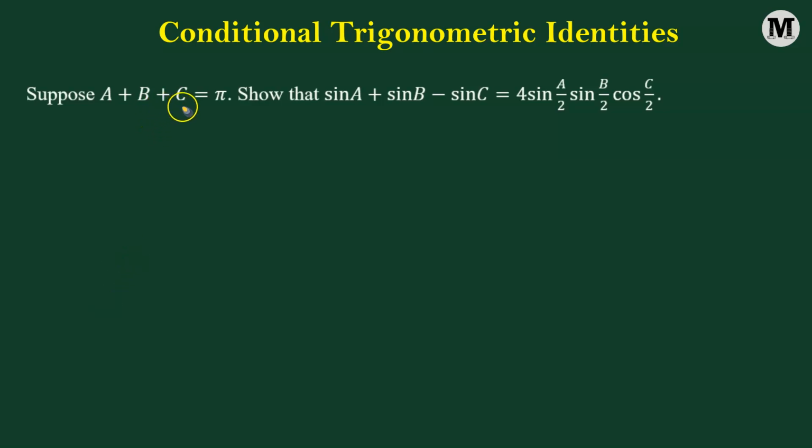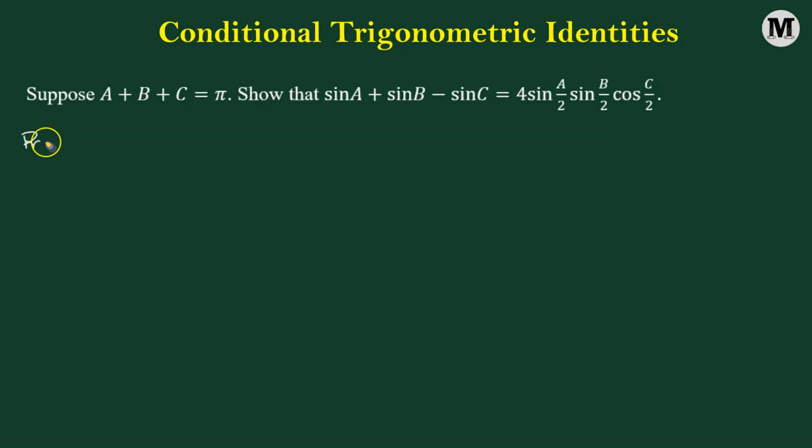Suppose a plus b plus c equals pi, where a, b and c are the angles of a triangle. We need to show that sine a plus sine b minus sine c equals 4 times the product of sine of the half angle a over 2, sine of the half angle b over 2, and cosine of the half angle c over 2.